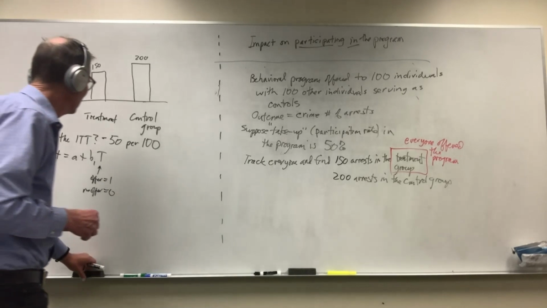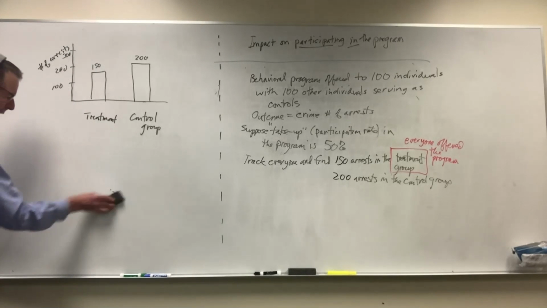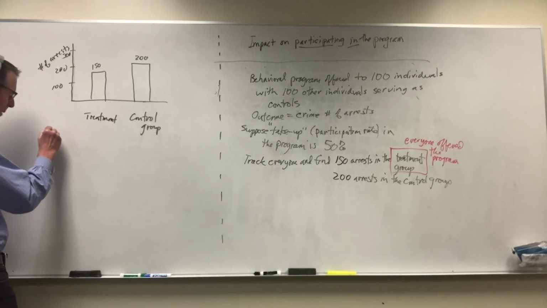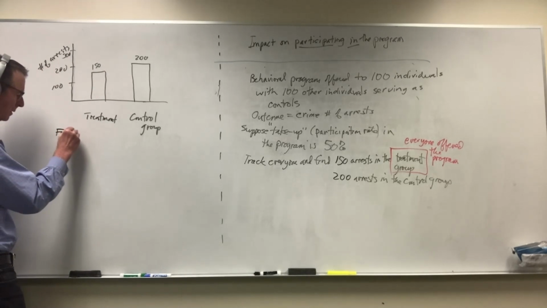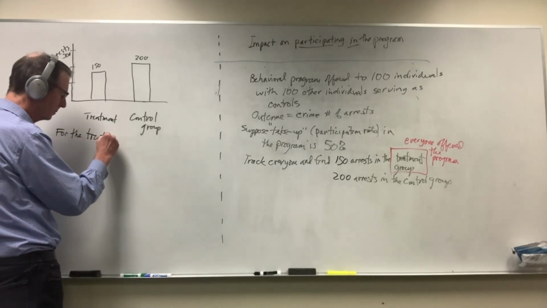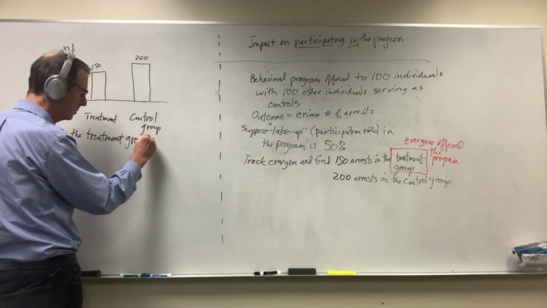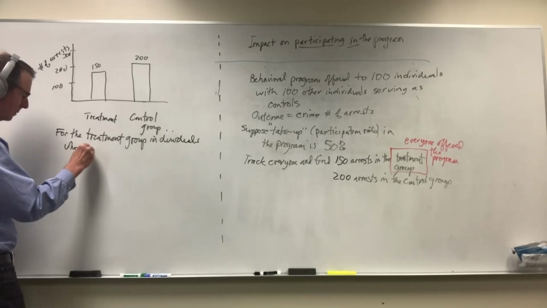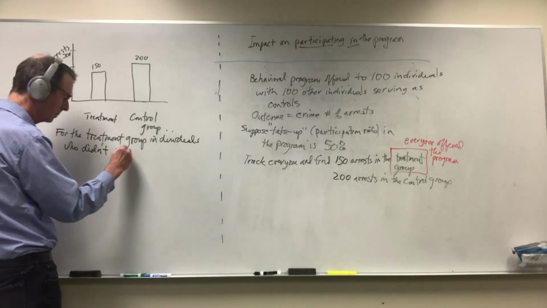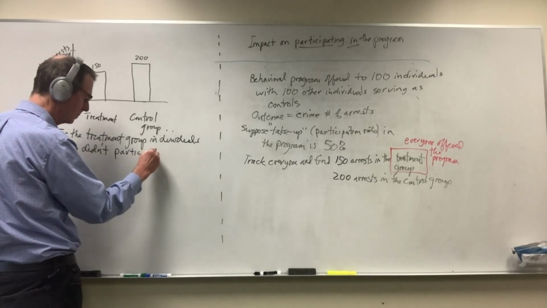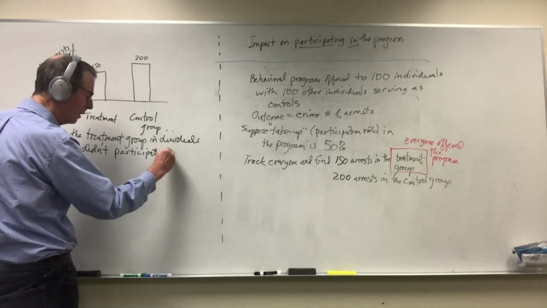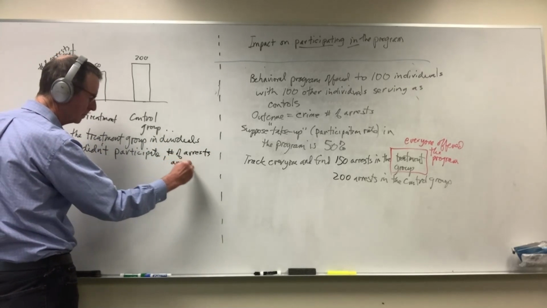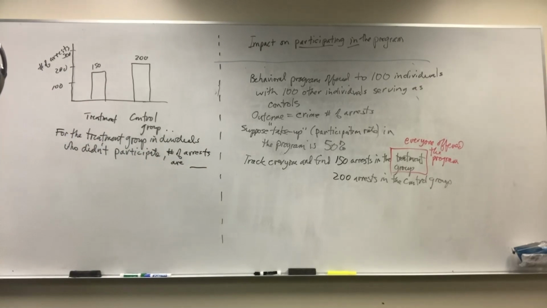Anybody want to give it a try? So the key bit of information that you can bring to bear is, for the treatment group individuals who didn't participate, the number of arrests are, and we can make up some number here, right? You've got records on everybody.